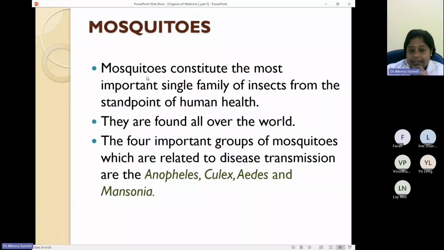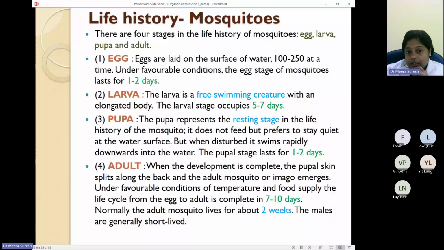So starting with mosquitoes, mosquitoes constitute the most important single family of insects from the standpoint of human health. They are found all over the world, and the four most important species belong to Anopheles, Culex, Aedes, and also Mansonia. So we'll see a little bit about the life history of mosquitoes, and it goes through four stages. Almost all insects go through these four stages.